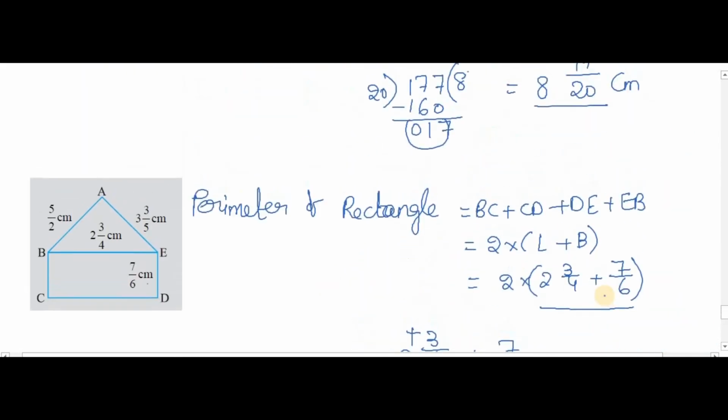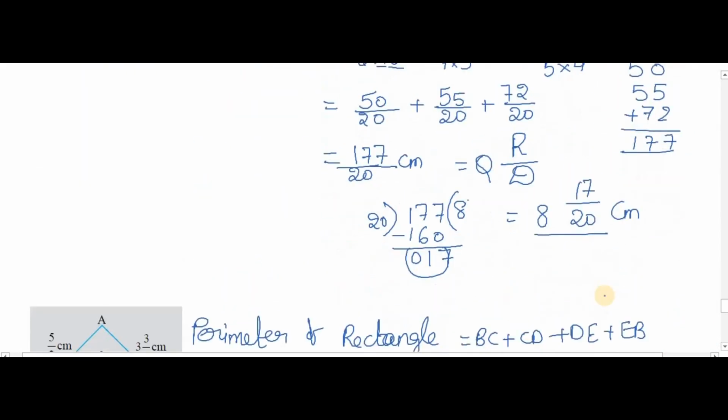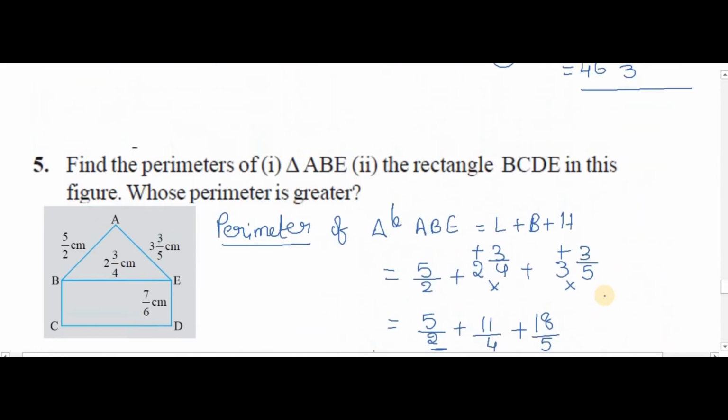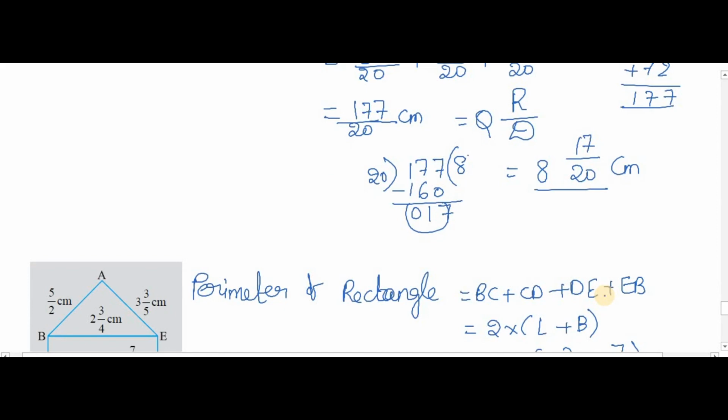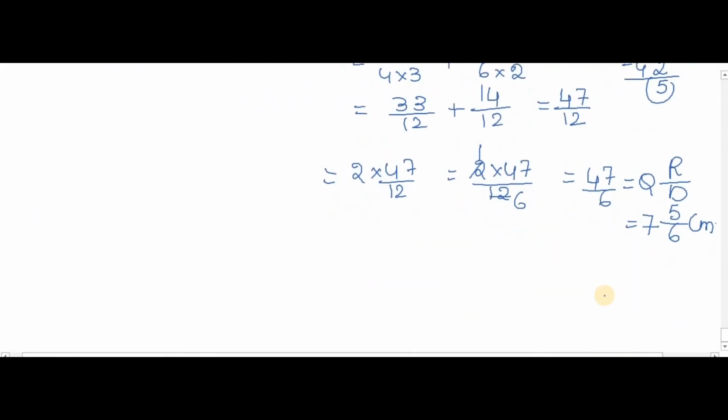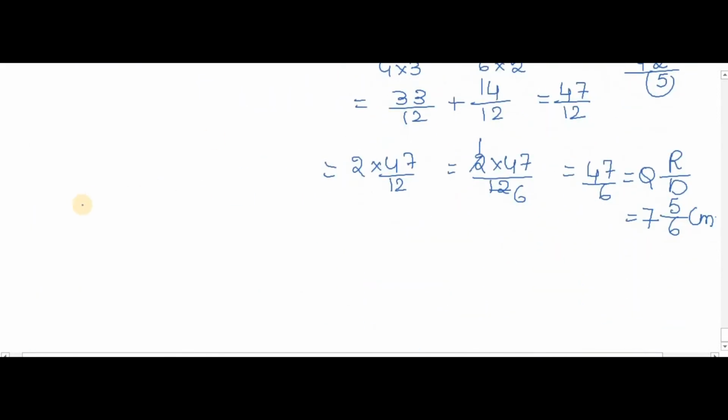Now we will see the perimeter of the triangle. This is 8 17/20. Finally my question is whose perimeter is greater? That means I have to compare these two numbers: 8 17/20 and 7 5/6. Again these are mixed fractions, so I am converting them into improper fractions.